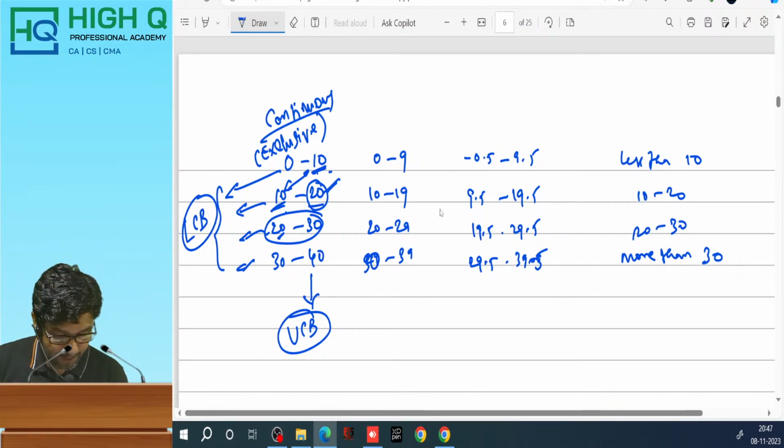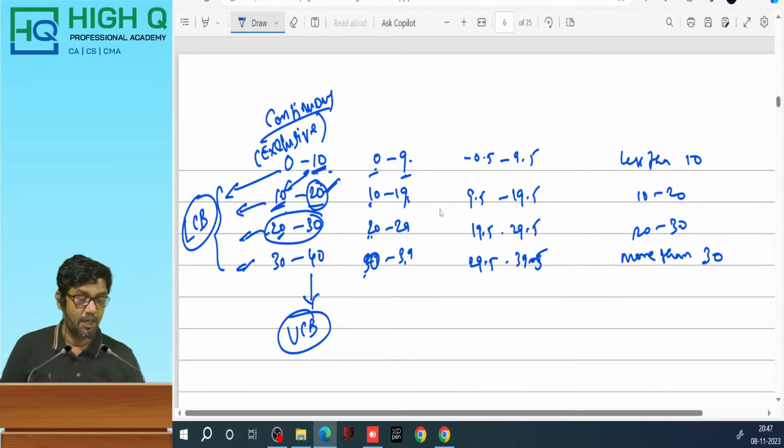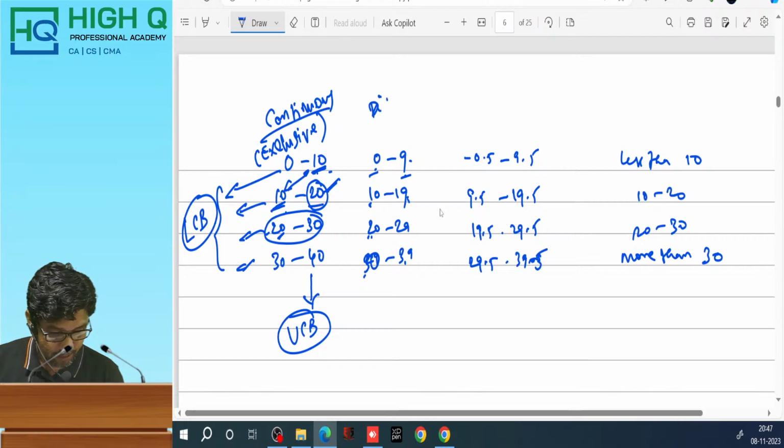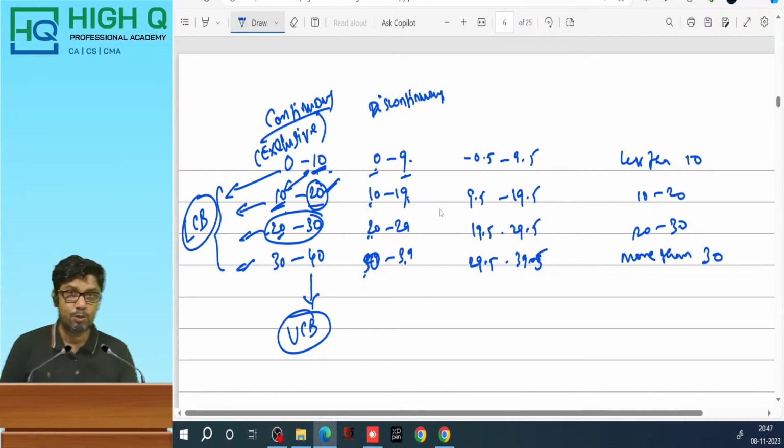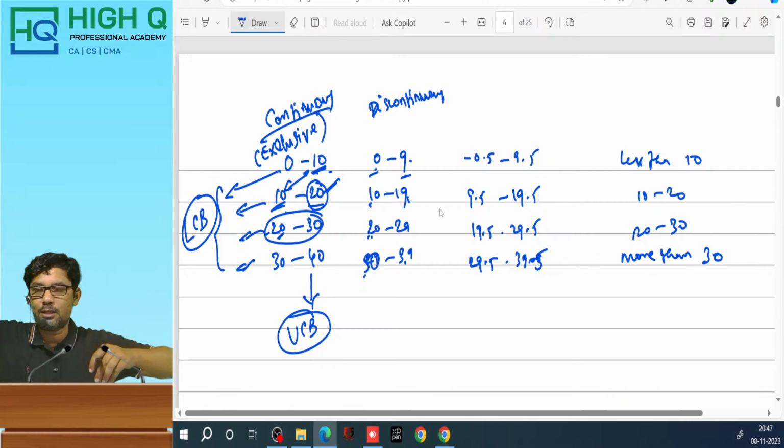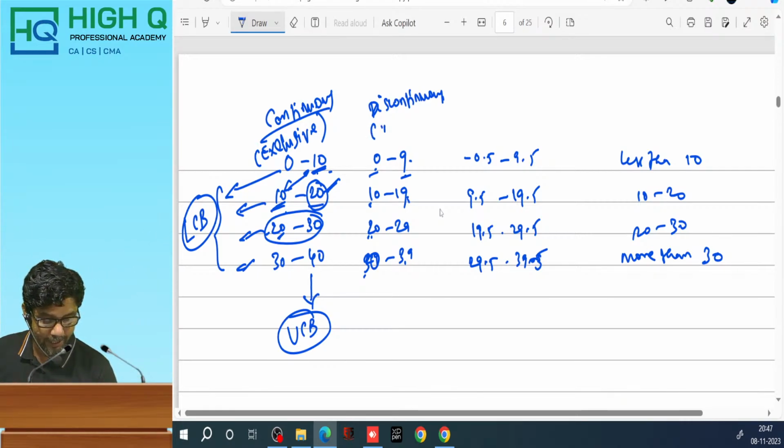Now, let me come to this. 0 to 9, 10 to 19, 20 to 29, 30 to 39. So it starts with 10, ends with 19, starts with 20. That means it is a discontinuous class. Now, if a student scores 9, where will you mark him? 0 to 9. Student scores 19, 10 to 19. Student scores 20, 20 to 29. That means we are including both upper as well as lower. So this is called an inclusive class.